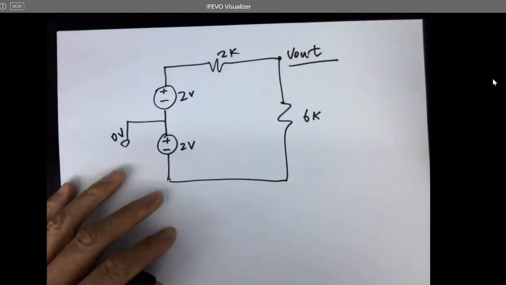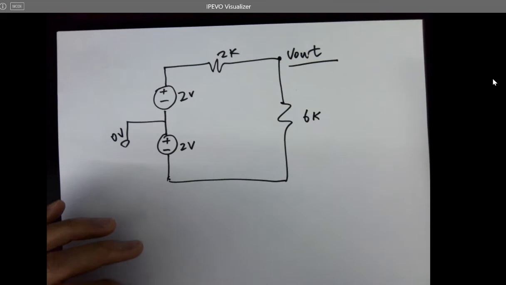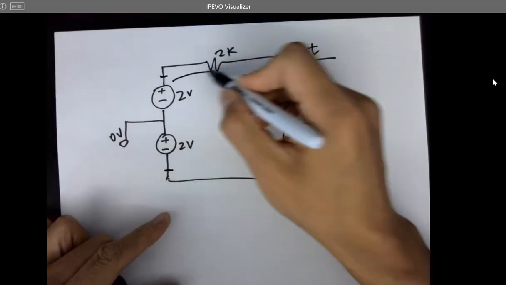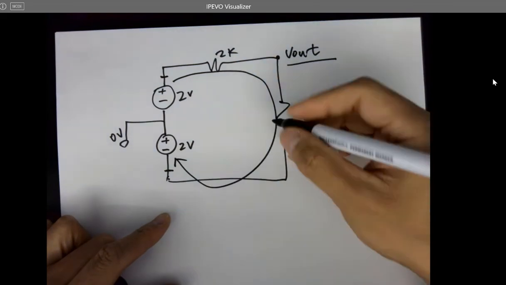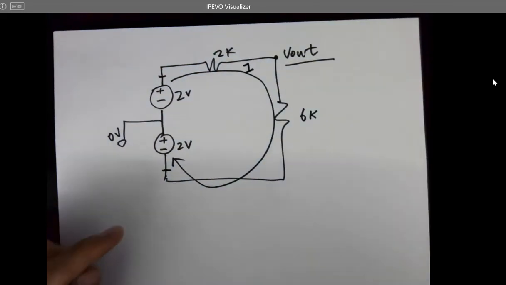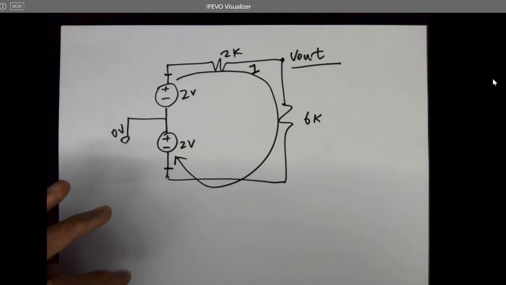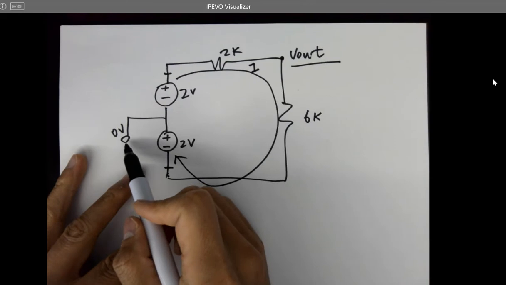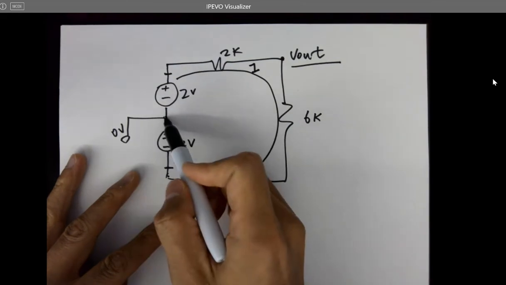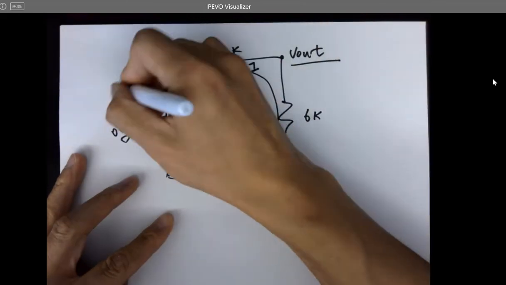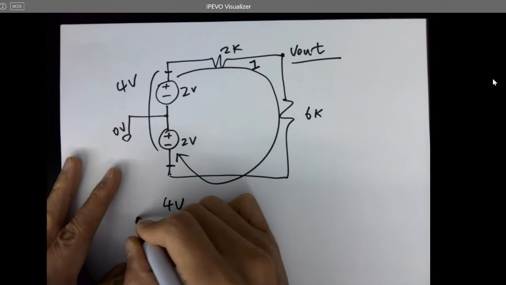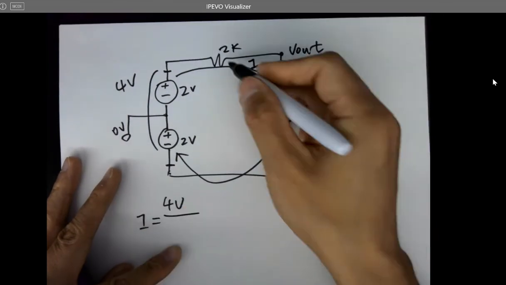Ground, no doubt, 0 volts. High pressure, so it's going to pump current in that direction. You want to draw the current direction on your paper. So what's the current value? It's only one branch, so you don't actually need to worry about this 0 volts. This is a reference voltage. So in total we have 4 volts here overall. So the current will be 4 volts over the two resistors.